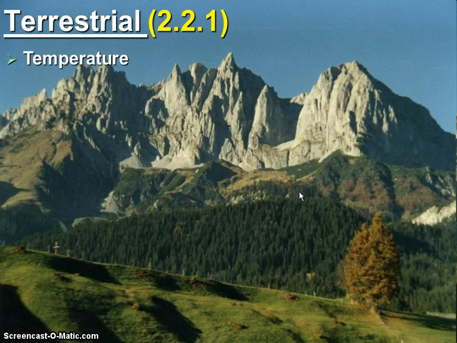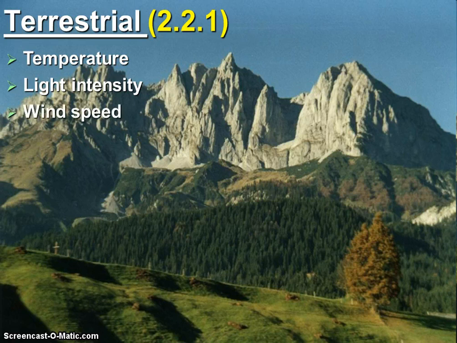Next would be our terrestrial areas. We're going to think about temperature in this area. We're going to think about how much light is getting to different areas there. The wind. Is there any dust in the air, any particulate matter? That's going to also be related to smog or haze.